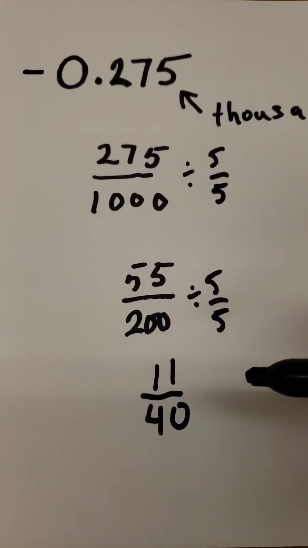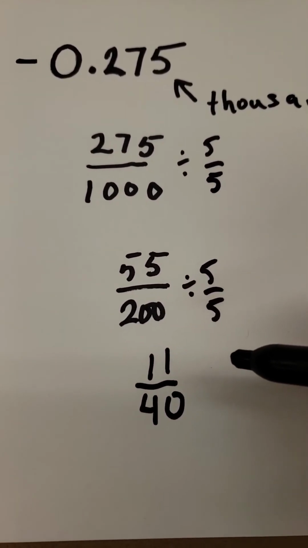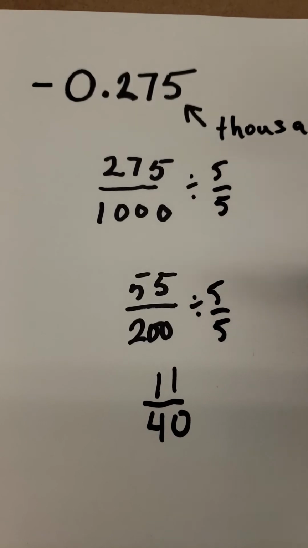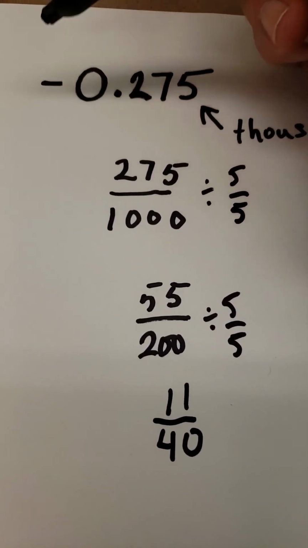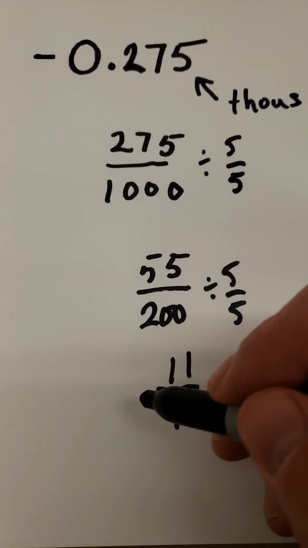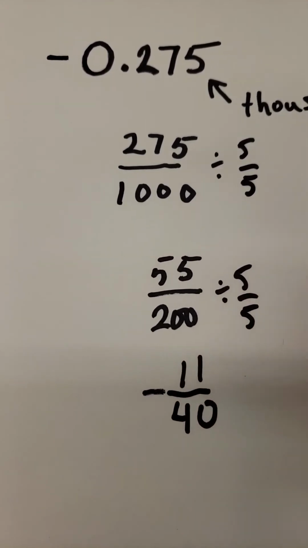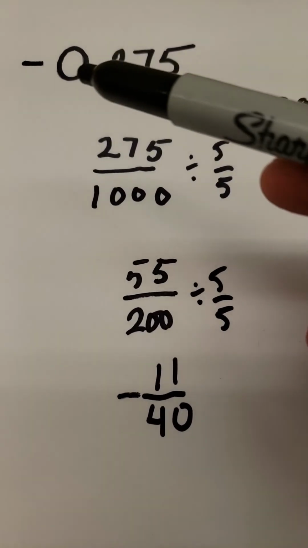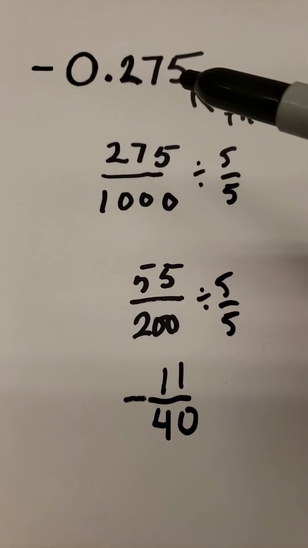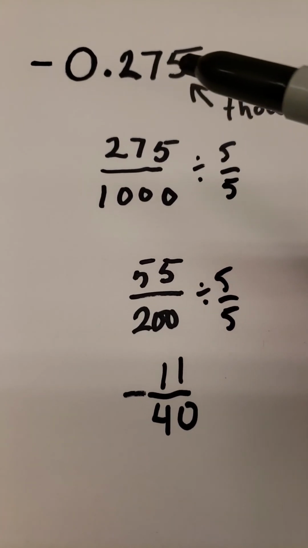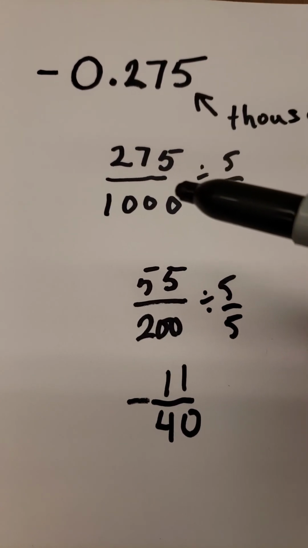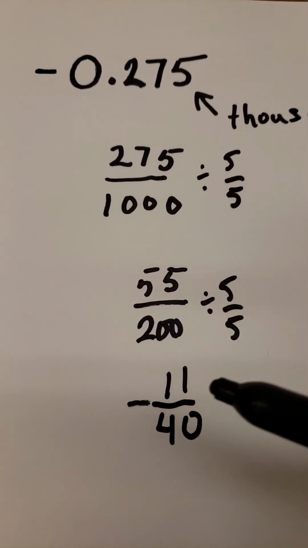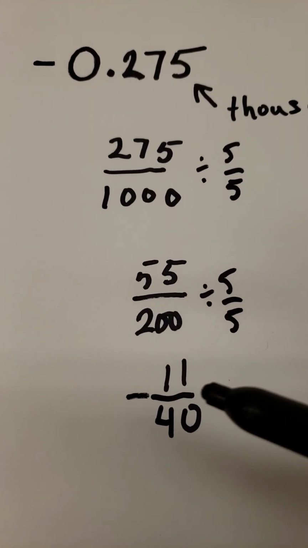There's only one little thing that I'm missing from my answer to make sure that it's correct. And that is the negative sign. So come down here, and we see that negative 0.275, which is read as negative 275 thousandths, becomes 275 over 1,000, and then reduces down to negative 11 over 40.